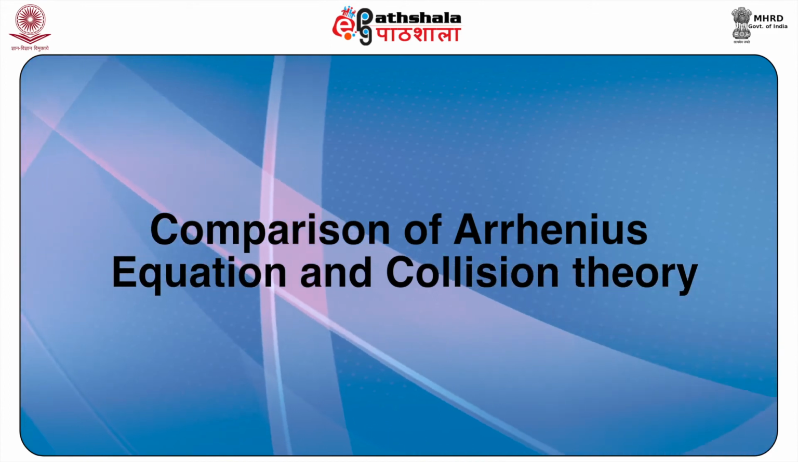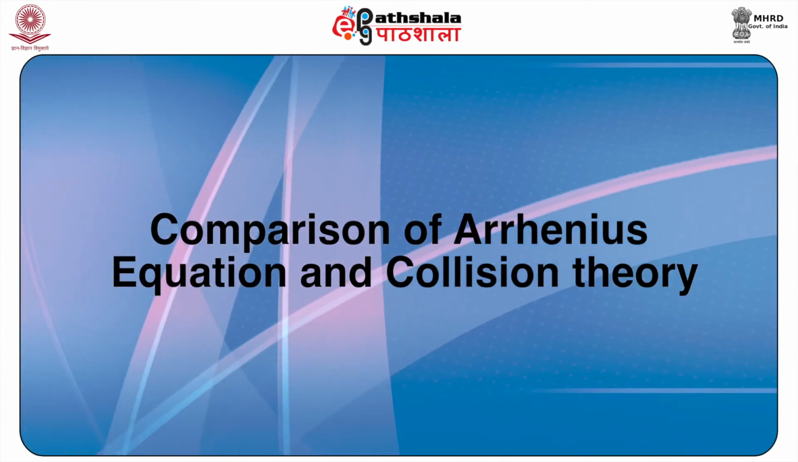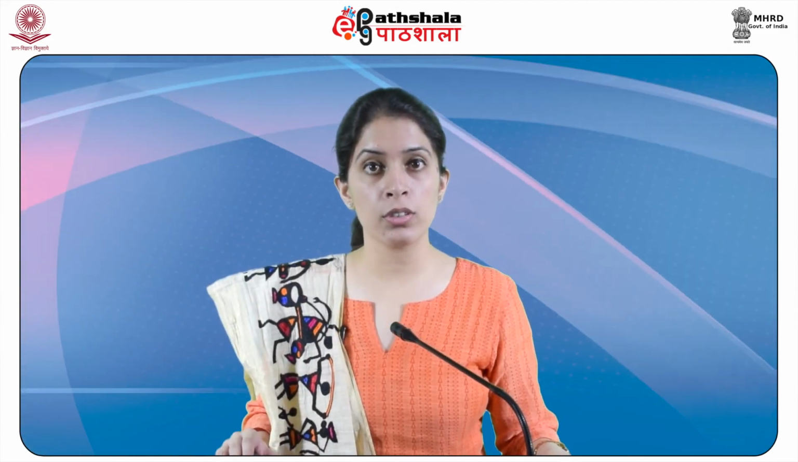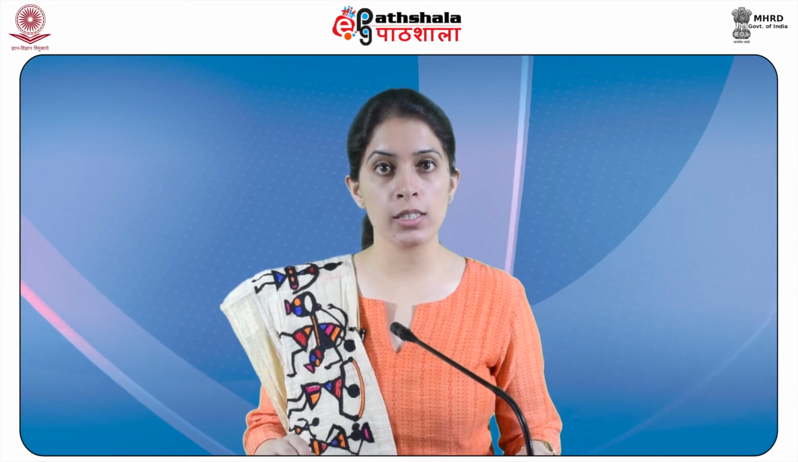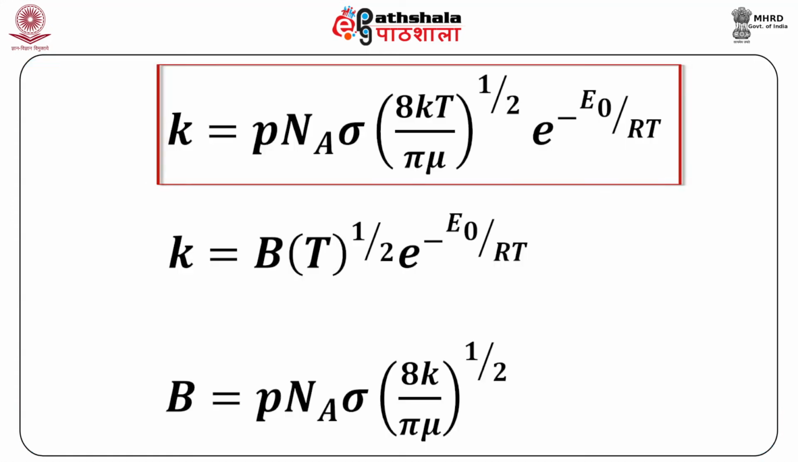Now, let us compare the rate expression that we have obtained from collision theory with that of Arrhenius equation. We did discuss Arrhenius equation in our earlier module, where the rate constant is expressed as K equals A into e to the power minus Ea by RT, where Ea is the activation energy and A is the pre-exponential factor. And as per collision theory, the rate constant is given by the expression K equals P into Na into sigma into under root 8kT upon pi mu into e to the power minus E naught by RT.